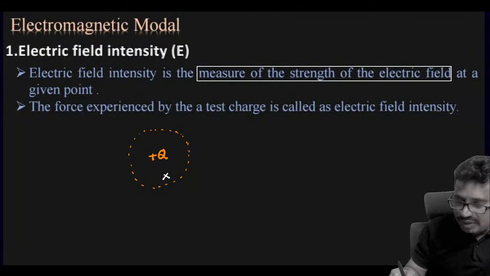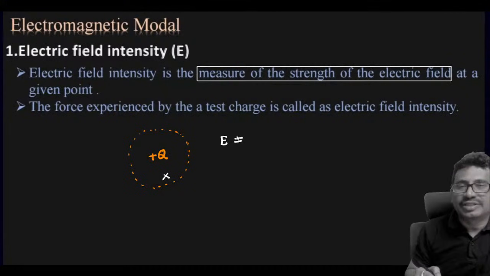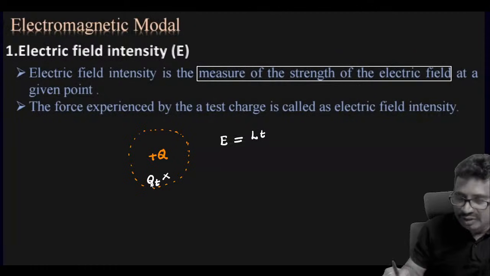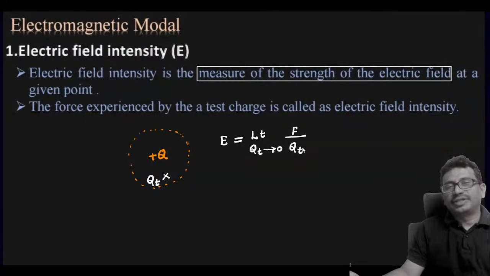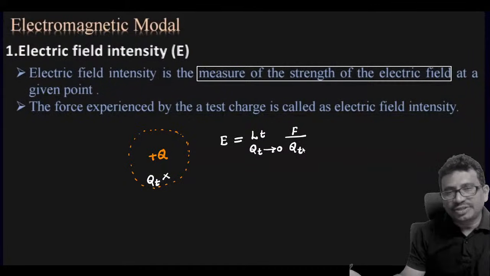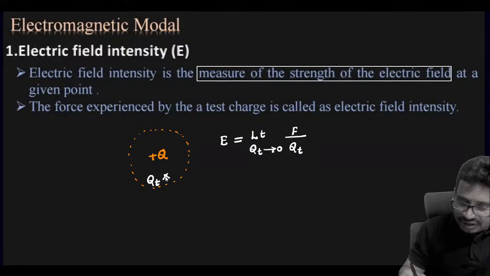So how will we measure this electric field intensity? It could be given as the limit, where we have placed some small charge. Let us call this small charge Qt, a test charge. Limit Qt tends to 0 of F by Qt. This is called electric field intensity. The force experienced by a test charge is called electric field intensity.